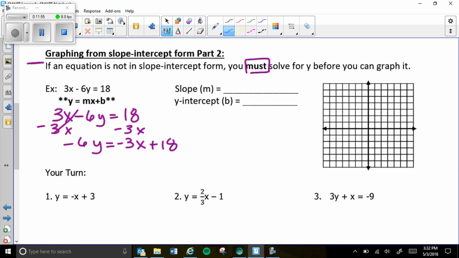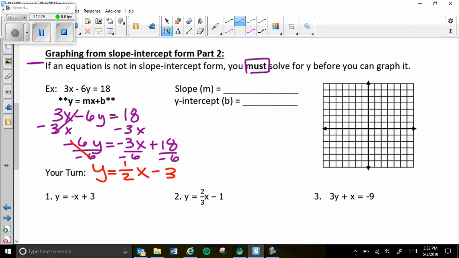Now how do I get rid of that negative 6 in front of the y? I need to divide everything by negative 6. So that crosses these out, which leaves me with y equals negative 3 divided by negative 6. I need to simplify that. So you don't want to just leave it as 3 over 6. Negative 3 divided by negative 6 is 1/2 x. And 18 divided by negative 6 is a negative 3.